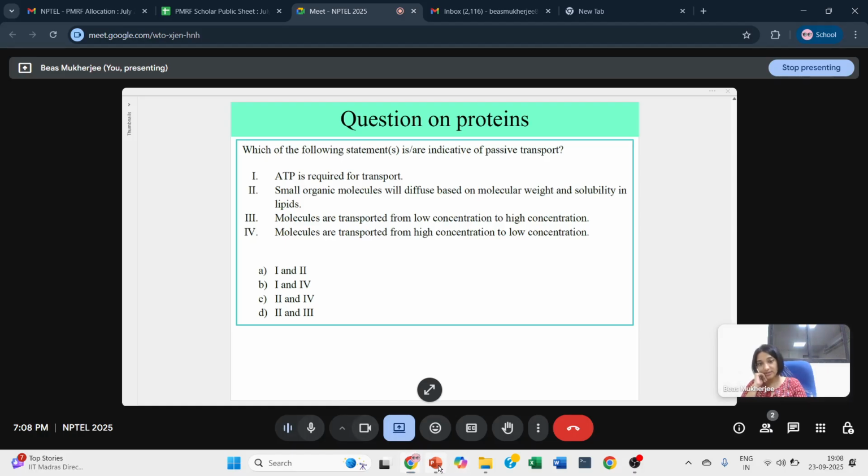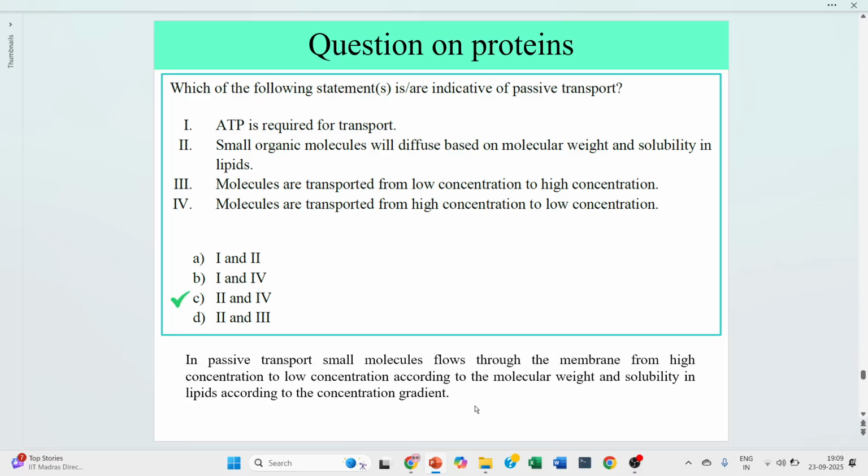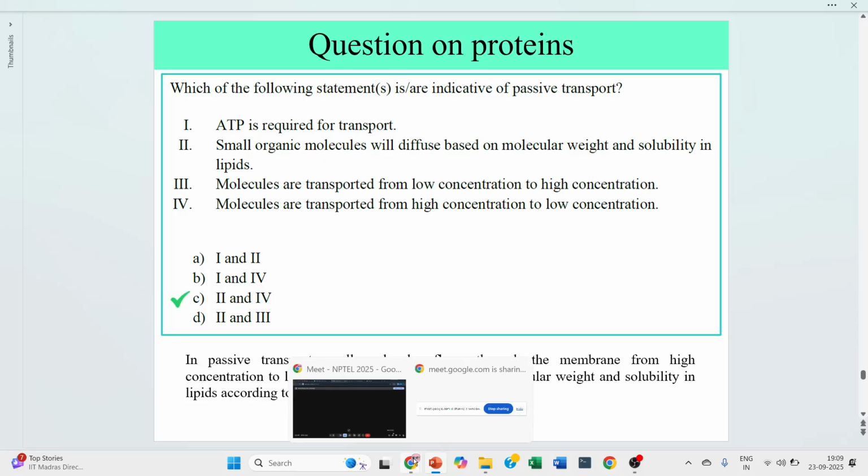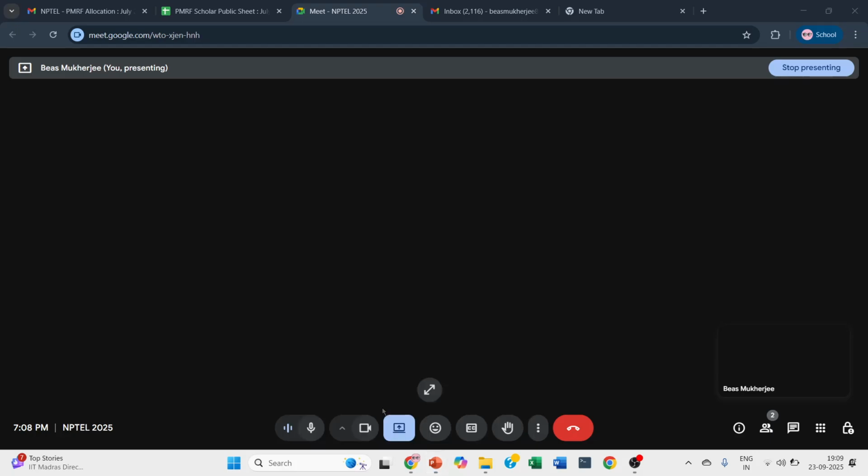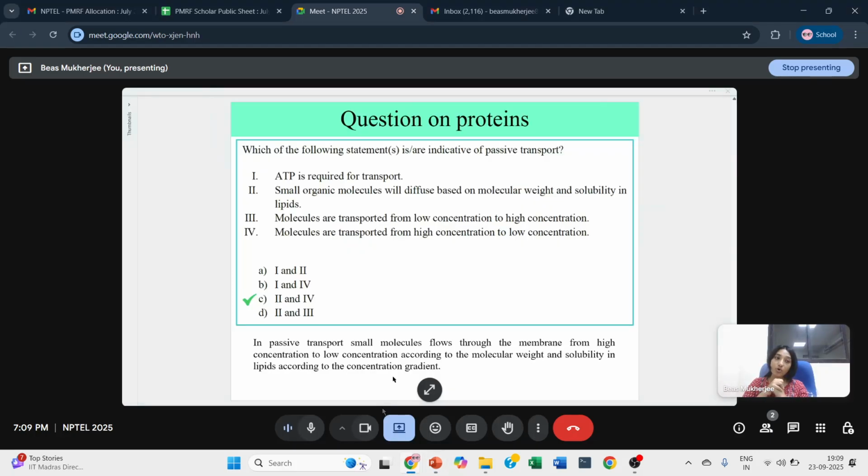So, if you look at this carefully, you will see that, of course, 2 and 4 are correct, but 1 and 3 are wrong. Why? Because in passive transport, firstly, no ATP is required. Second, the molecules are transported across their concentration gradient and not against it. So, in passive transport, all molecules flow through the membrane from higher concentration to lower concentration according to the molecular weight and solubility. In the lipids, according to the concentration gradient.